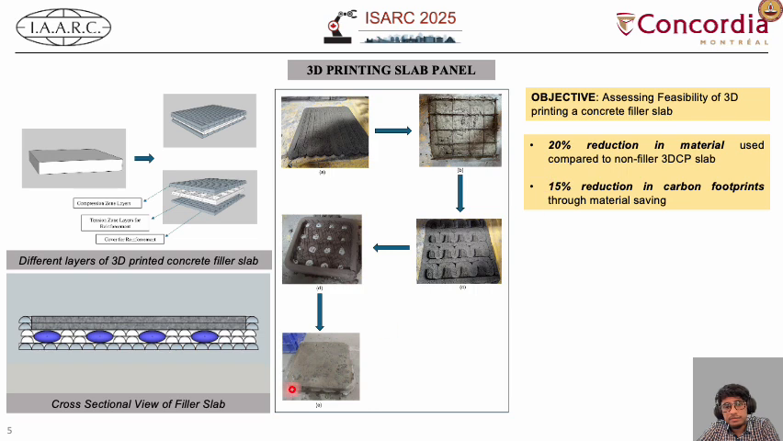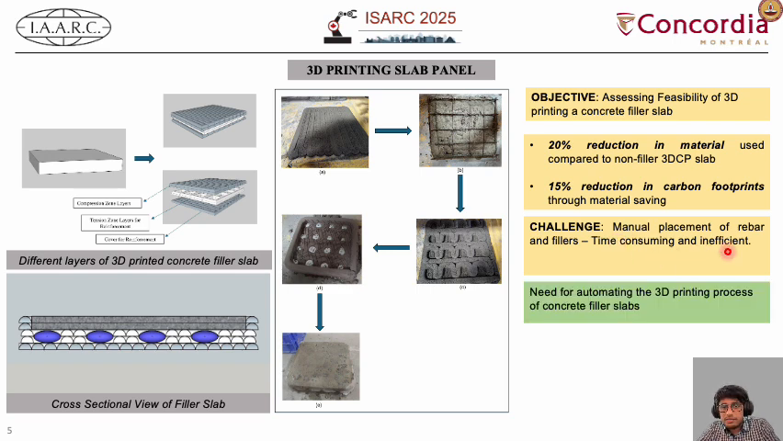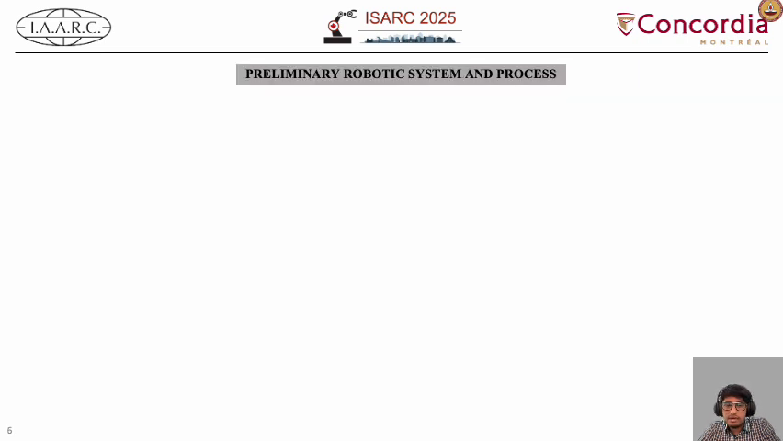After the assessment of this slab panel, we found that we were able to reduce the material consumption by 20%, and there was a 15% reduction in carbon footprint through material saving. The challenges we faced were manual placement of rebar and fillers. Placing rebar and filler manually was a challenging task, given that just after printing the specimen was in a fresh state, and hence it was a time consuming and inefficient process. Hence we came to the conclusion that we need to automate the 3D printing of concrete filler slabs.